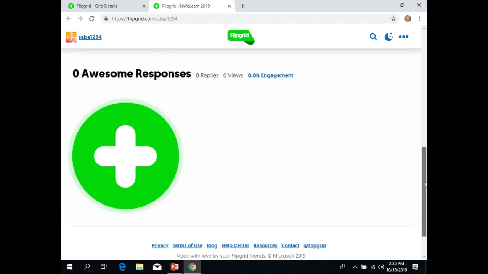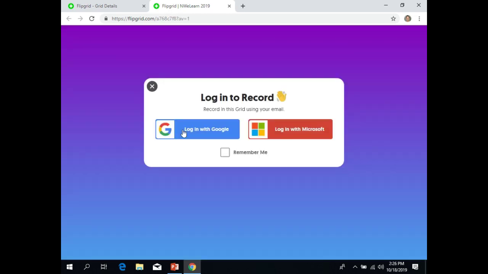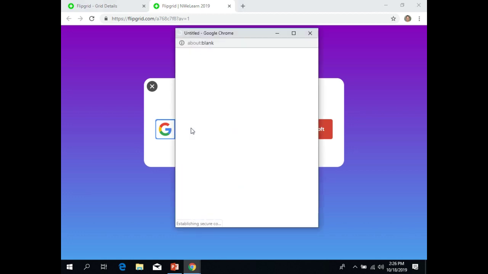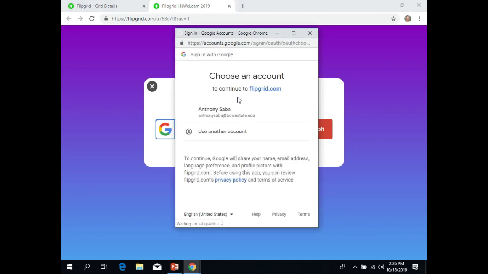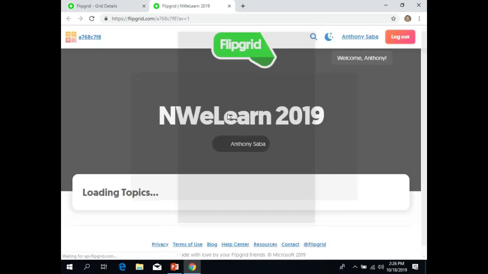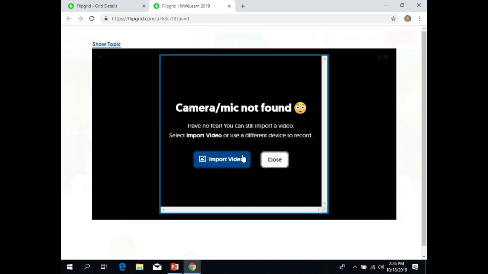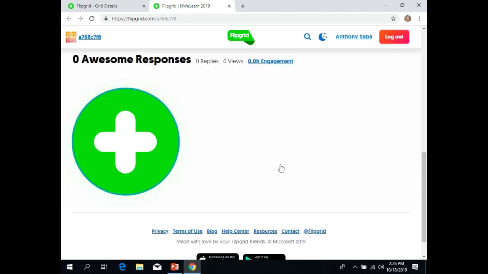And then students, pretty much on any device that I've seen, it works really nicely. You would click on the giant green and white plus sign. It's asking me to log in since it thinks I'm a student. So now that I'm already logged in, it's quite quick and easy. This doesn't have a camera, so anyway, I can do it on my device here. And I can hold it up and show you.